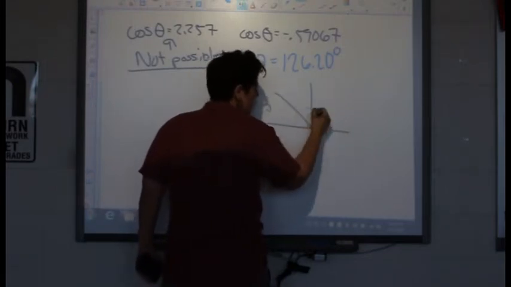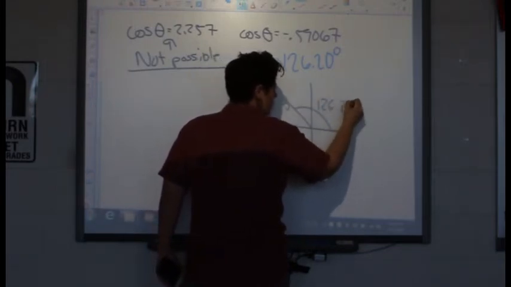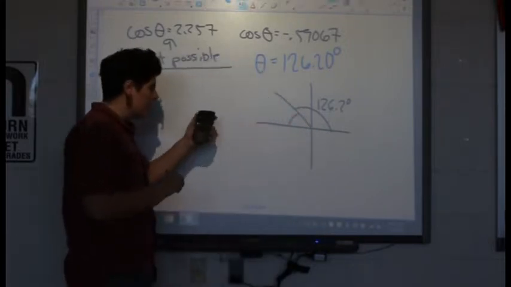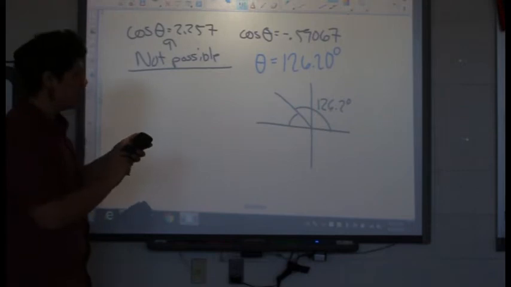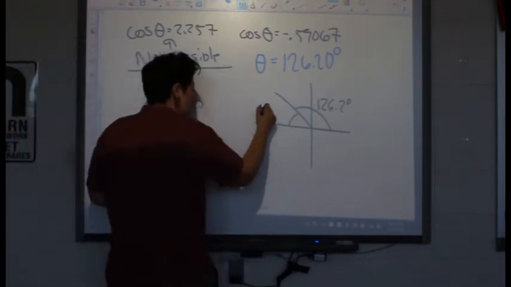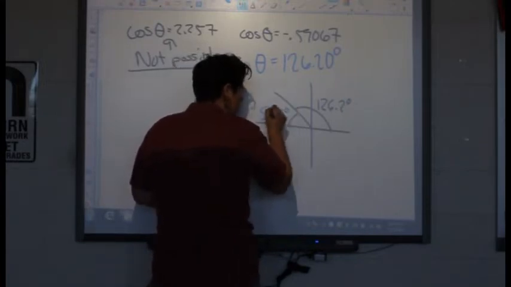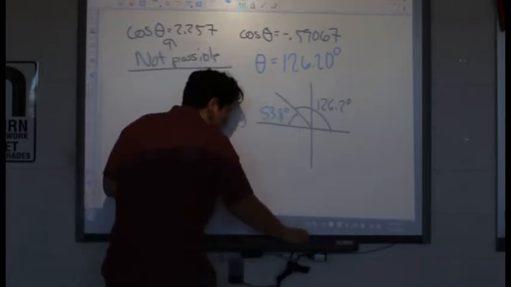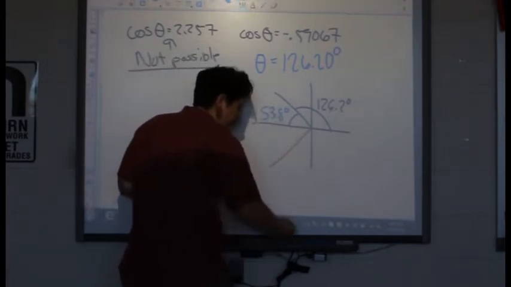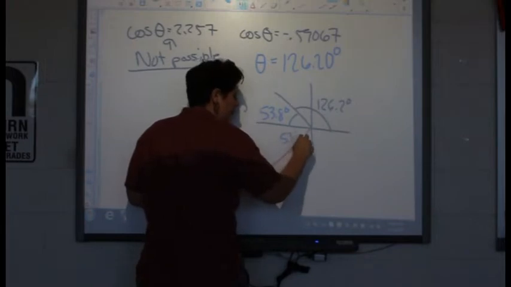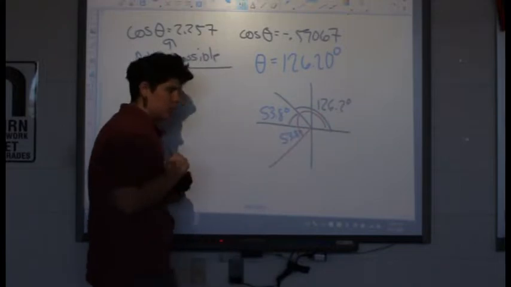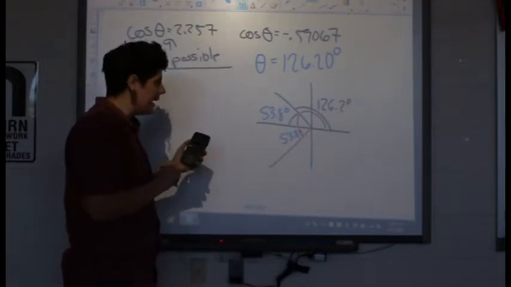I have 126.20 degrees, and I can find my reference angle. I'm going to find my reference angle by taking 180 and subtracting 126.2. That gives me 53.8 degrees. So if I want to know where the angle is in the third quadrant, I know again that the reference angle is 53.8 degrees. And if I want to know the entire angle, I'm going to add 180 degrees to that.